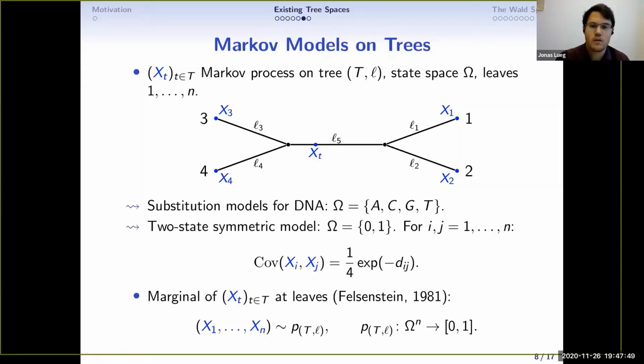So if you let the distance between two labels go to infinity, you would see that the respective random variables are uncorrelated to each other. And what you can then do with respect to such a Markov process is take the marginal at the leaves. So you get a joint distribution of the random variables at the leaves.